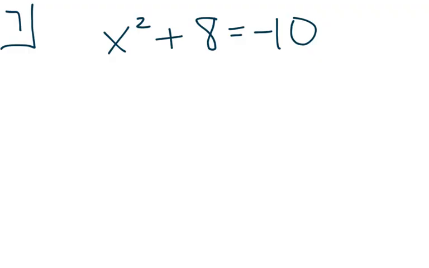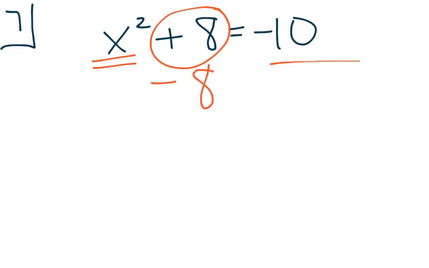Number 7, we have x squared plus 8 equals negative 10. So now we are solving each equation by finding square roots. So what that means is we want the x squared on one side and all of the numbers on the other side. So since we have a plus 8 here, we want to get the x squared by itself. So we're going to subtract 8 from both sides. So we have x squared equals negative 18.